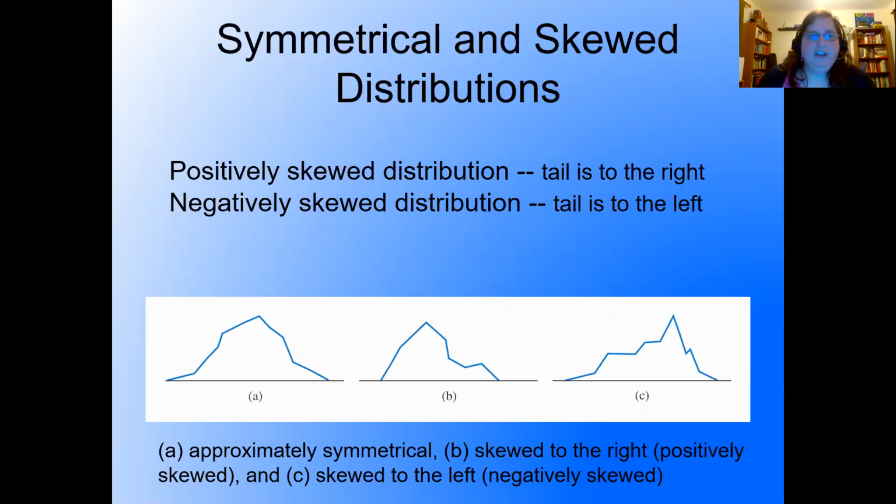Okay, so let's take a look at this. In A, we have an approximately normal distribution, approximately symmetrical, I should say. In B, we are skewed to the right.